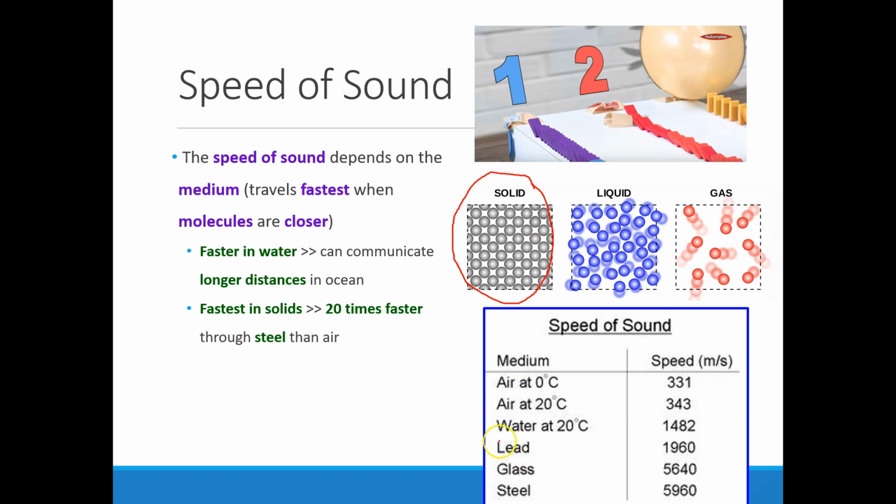So, for example, if you take a look down here at lead, glass, and steel, these are all examples of solids. These are much, much faster than the speed of sound in air. The speed of sound in air is only about 330-ish, 340-ish meters per second, whereas in steel, it's actually 5,960 meters per second. So sound travels faster in liquids like water, which is why animals can communicate longer distances in the ocean than we can on Earth in the air. And it's even faster in solids, right? It's 20 times faster through steel than through air.